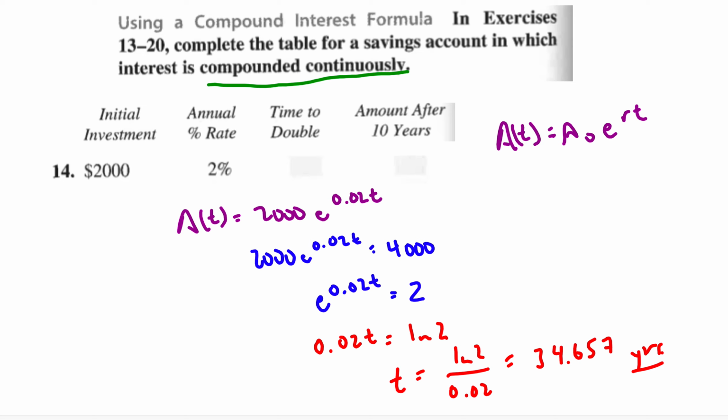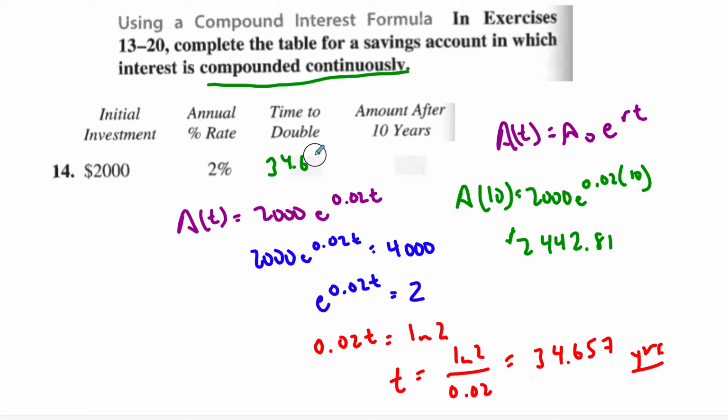The amount after 10 years, that's pretty easy. All you do is you find A of 10, meaning you take the exponential equation, no solving required, and plug in 10. So that would be 2,000 times e to the 0.02 times 10, which is $2,442.81. So this would be 34.657 years, and this would be 2,442.81.